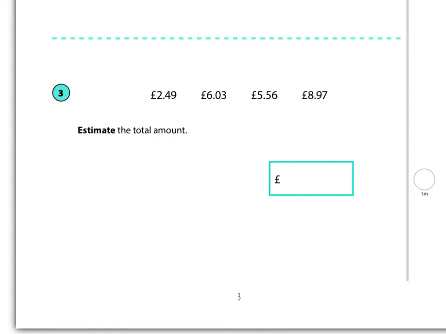The final question on the first page is estimate the total of this amount. So what we have here is 4 prices in pounds and pence. So what I would do here is round each of these to the nearest pound. So £2.49 is closest to £2. £6.3 is closest to £6. £5.56 is just over £5.50, therefore it is slightly closer to £6. And the last one, £8.97, is closest to £9, giving us a grand total of, when we add them up, £23. So that is my estimate.